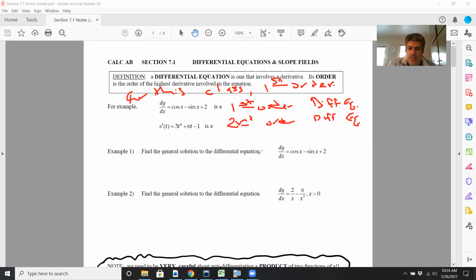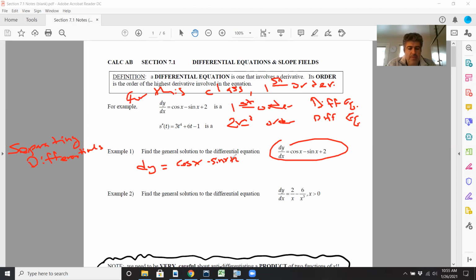So here you're asked to find the general solution to this equation. What we do is something called separating the differentials. That's one way you can go about this. You can multiply both sides by dx if you so desire. We'll talk more about this next week. Oh, plus 2. And you have dx right there.